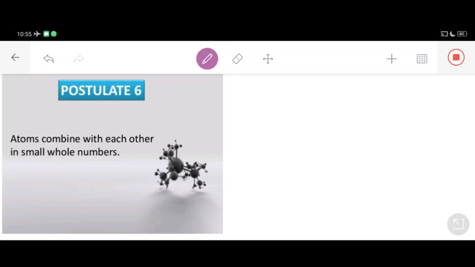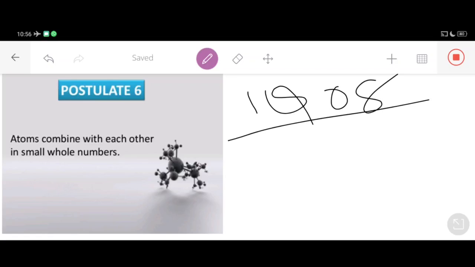Last time we were talking about some of the important postulates of Dalton's atomic theory. It was proposed by Dalton in 1808, after the laws of chemical combination, like the law of conservation of mass and the law of definite proportions. My dear students, we discussed those laws, and in the last video lecture we discussed some of the important postulates of Dalton's atomic theory.